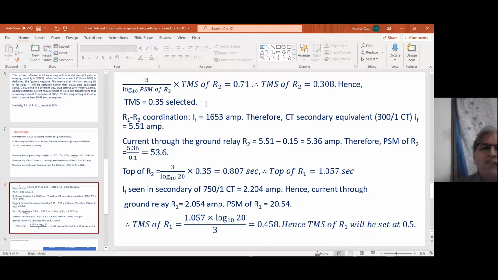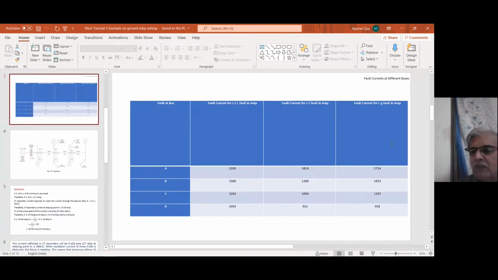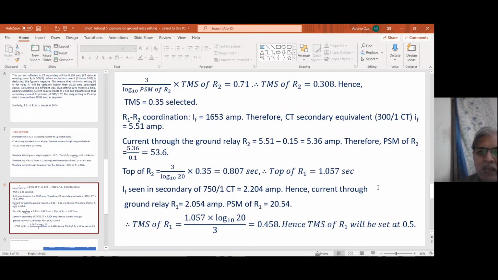Now I go for R1, R2 coordination. For R1, R2 coordination, fault current immediately after R2, that is 1653 at B. 1653 at B I have to take. CT secondary equivalent of 1653 is 5.51 minus 0.15, which gives me 5.36, and my PSM is 53.6, but I cannot take 53.6 because maximum PSM I can take is 20.